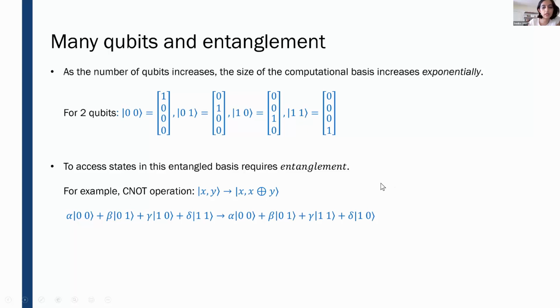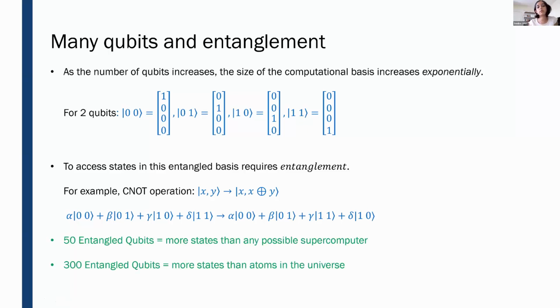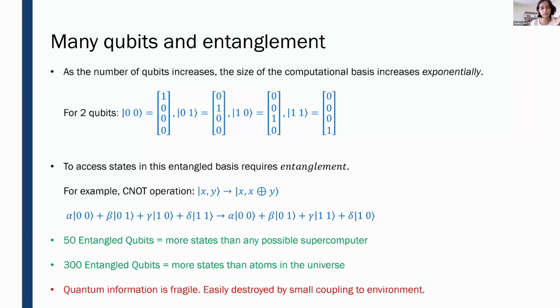And so if you have a general state in this basis of 2 qubits, represented by these complex numbers alpha, beta, gamma, delta, when you act a CNOT operation on them, it will go to another state in this 2 qubit basis, right? And what excites people about quantum computing is that due to this exponential growth, for instance, if you had 50 entangled qubits, you would have more states than any possible supercomputer could store. And if you had 300 entangled qubits, you would have more states than the atoms in the universe, right?